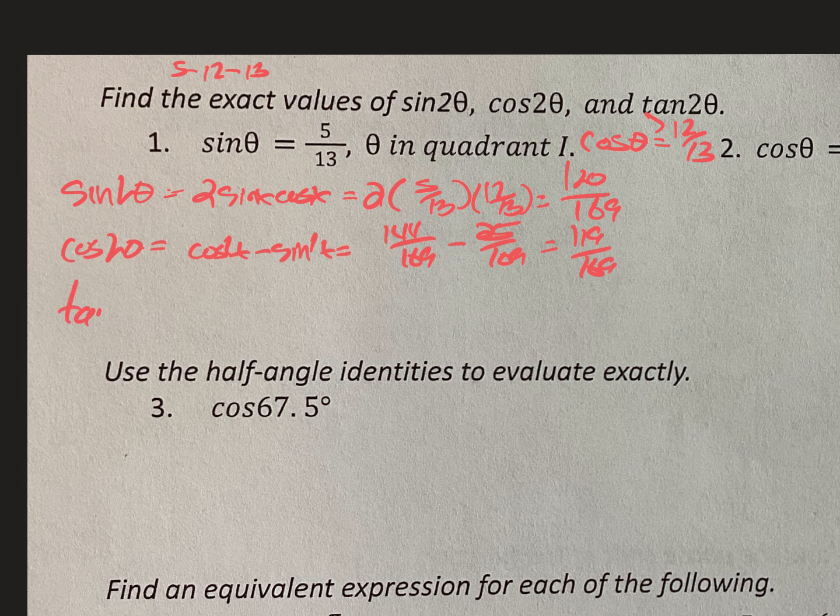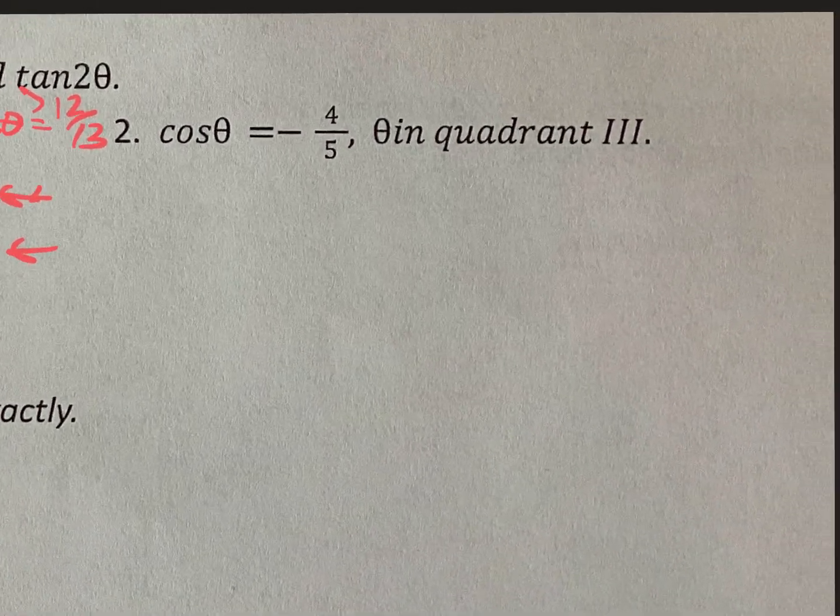And then tangent 2 theta, I'm not going to work that one out. Don't need to. Remember, tangent is sine over cosine. So if I put the first answer over the second answer, the 169s would cancel, and I'll get 120 over 119. And that's that.